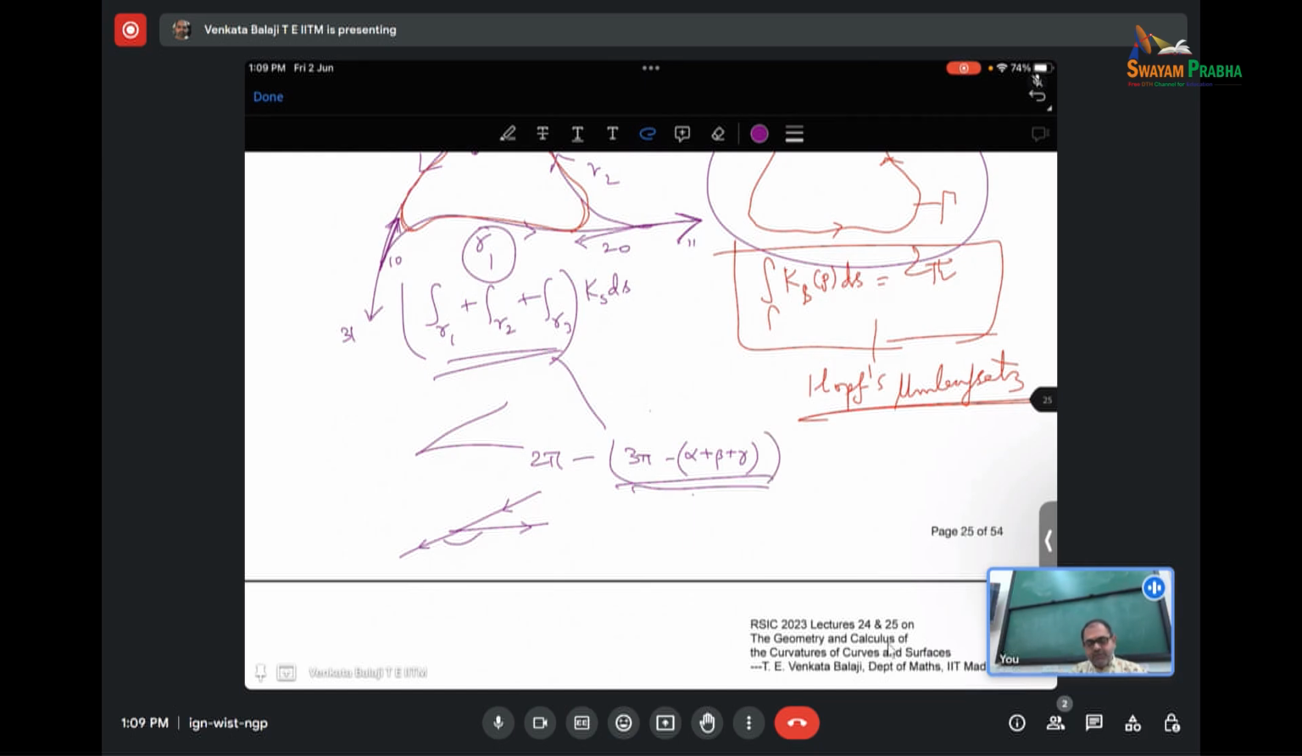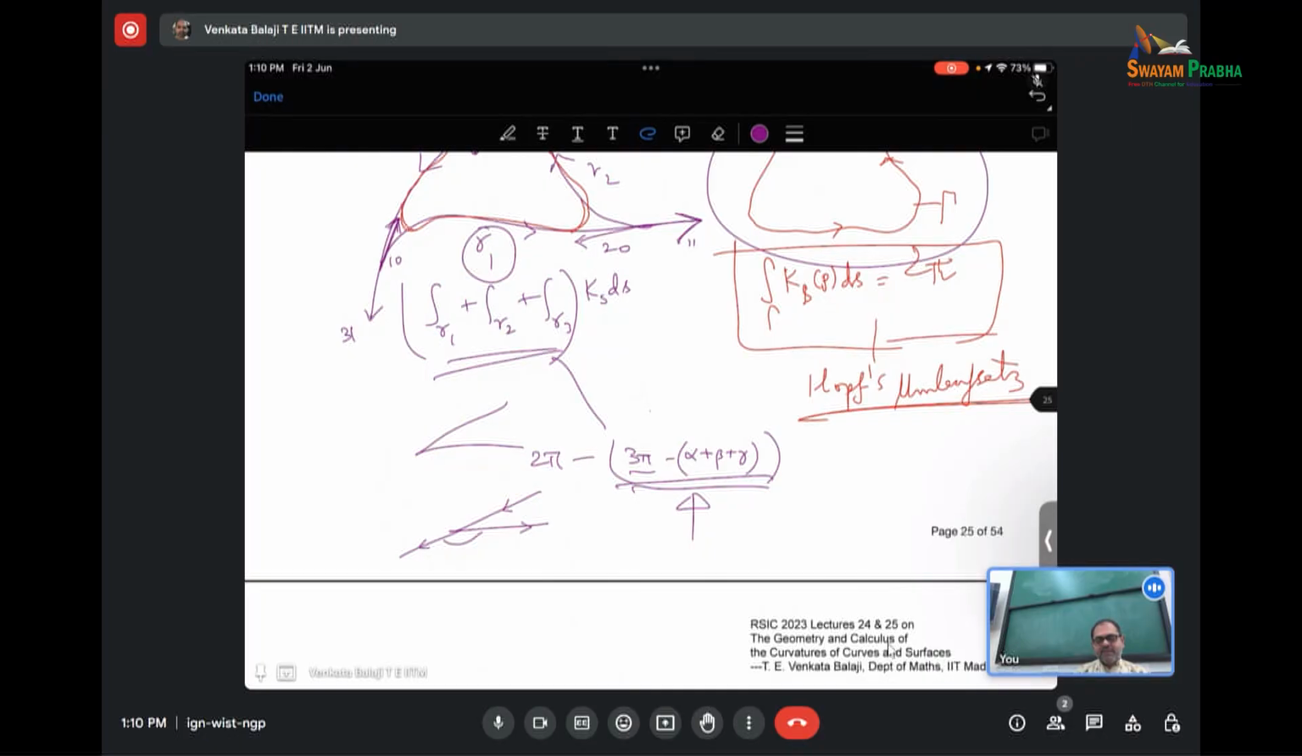This is the extra, you have to take this out. This is extra you are getting because of the jump in the angles. If there was no jump in the angles, this term would have vanished. If it was an ordinary triangle, then I will get 3 pi minus the sum of the 3 angles, which will be pi. So I'll get 2 pi, and 2 pi minus 2 pi I'll get 0.